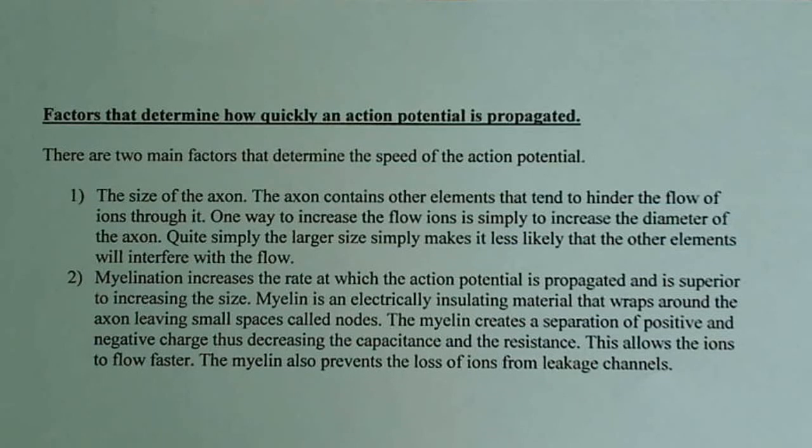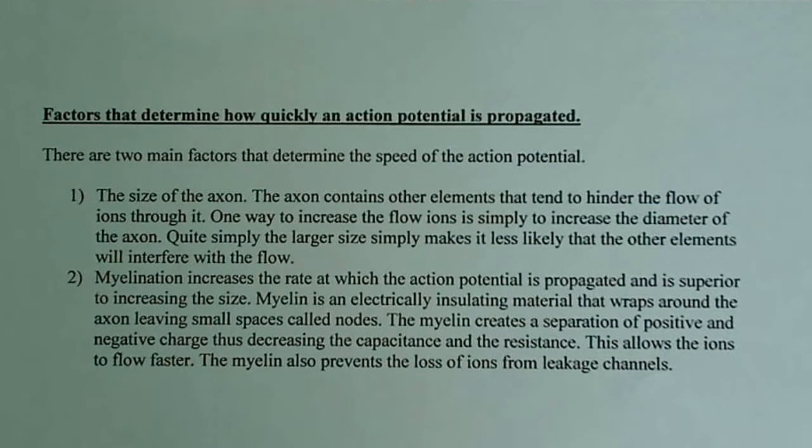Alright, the next video I want to go through is the factors that determine how quickly the action potential is propagated. So remember, these things have to occur fairly rapidly. They seem instantaneous, of course they're not. They're on the level of milliseconds. So there's two main factors that determine the speed of an action potential.